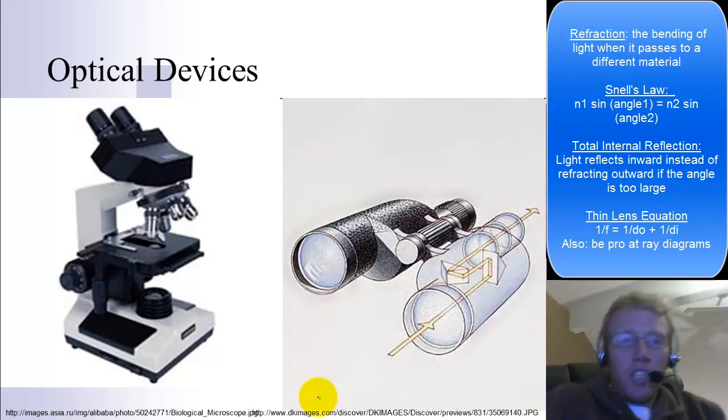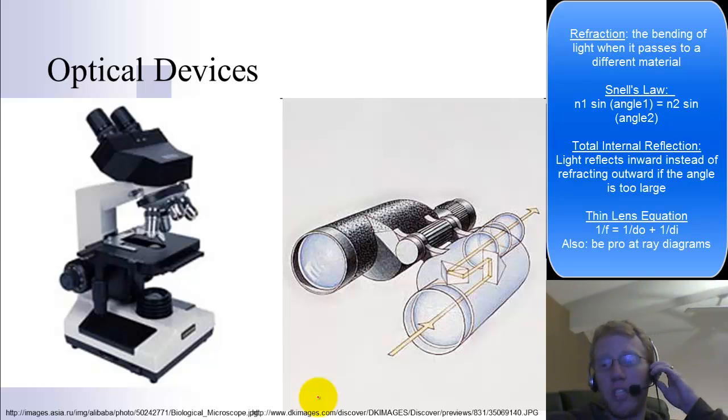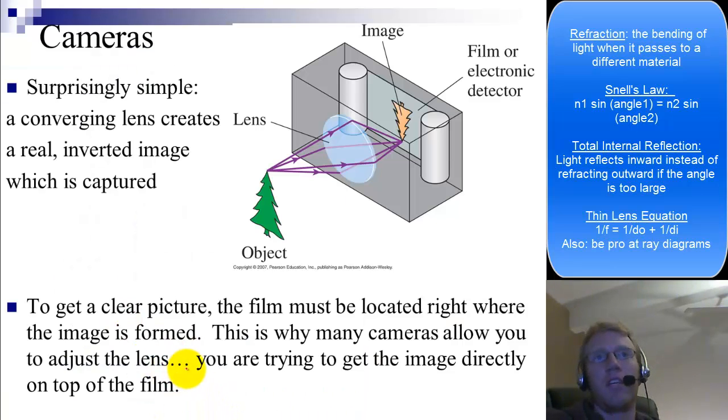Okay, there's actually an extra section in chapter 18, it's 18.3, and it's on optical devices. So we're going to go through briefly how some of these optical devices work, because pretty much all of them are based on refraction. So let's take a closer look. First one is very simple and is something you've all used, I'm sure. It's a camera. So a camera is surprisingly simple.